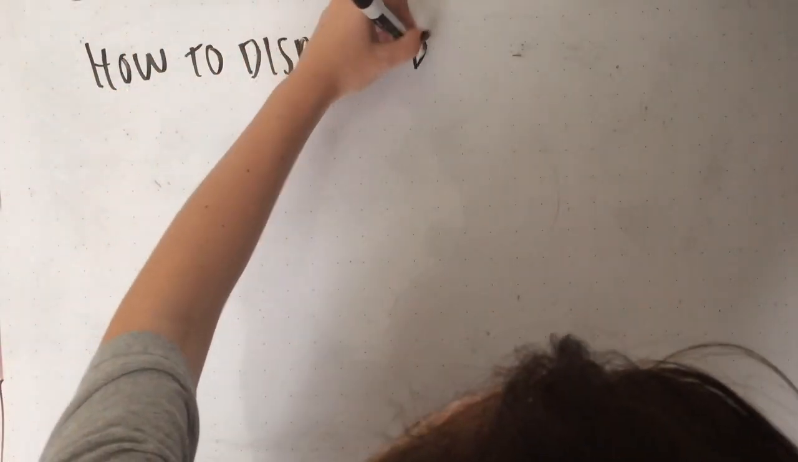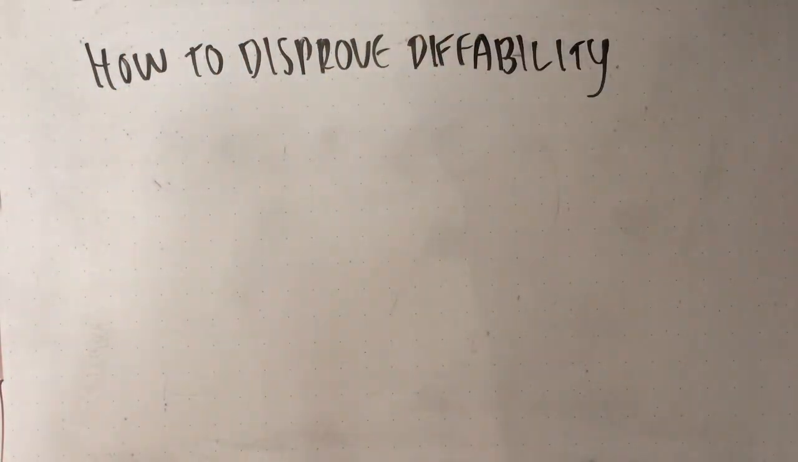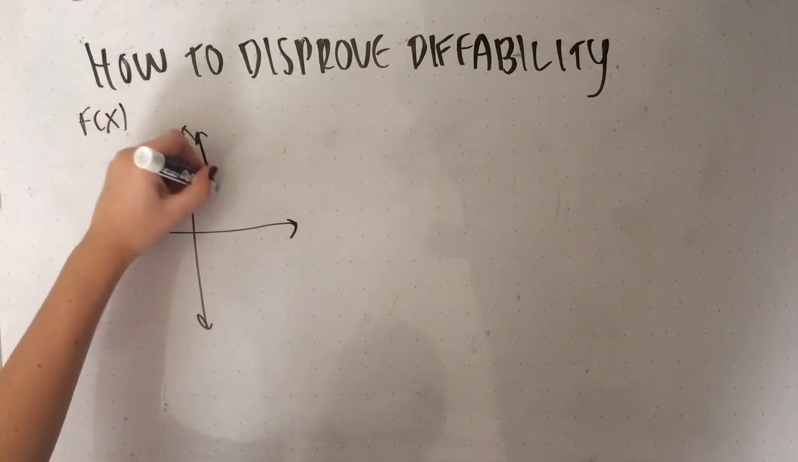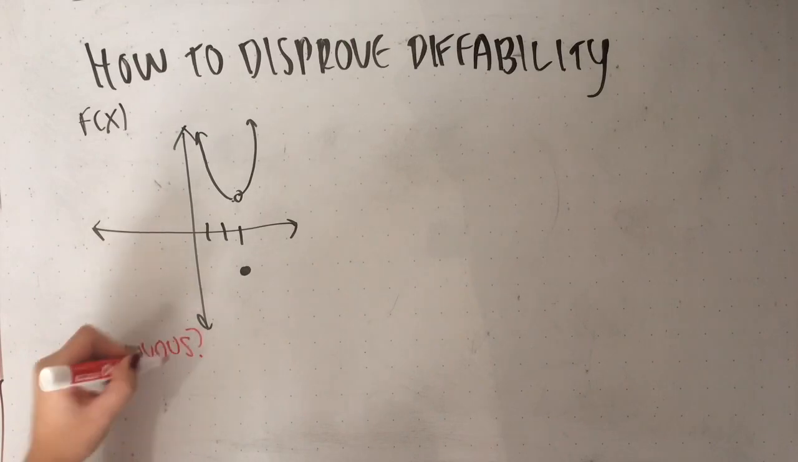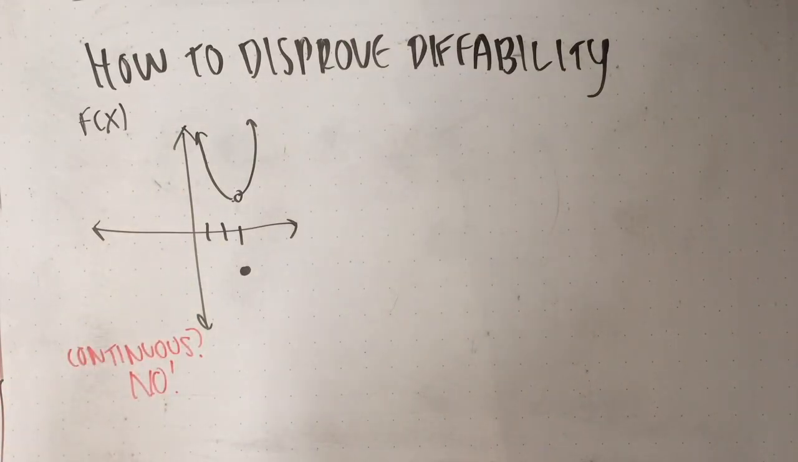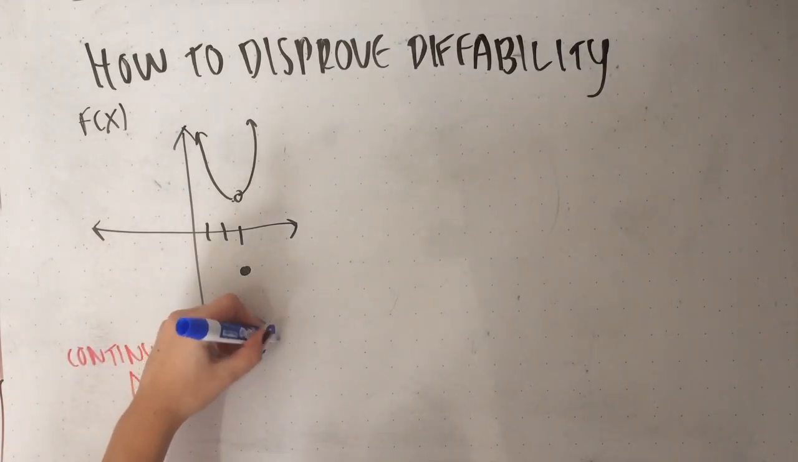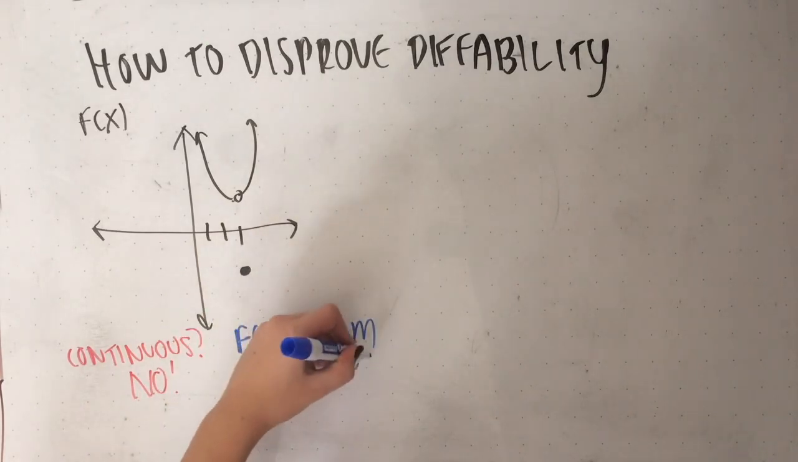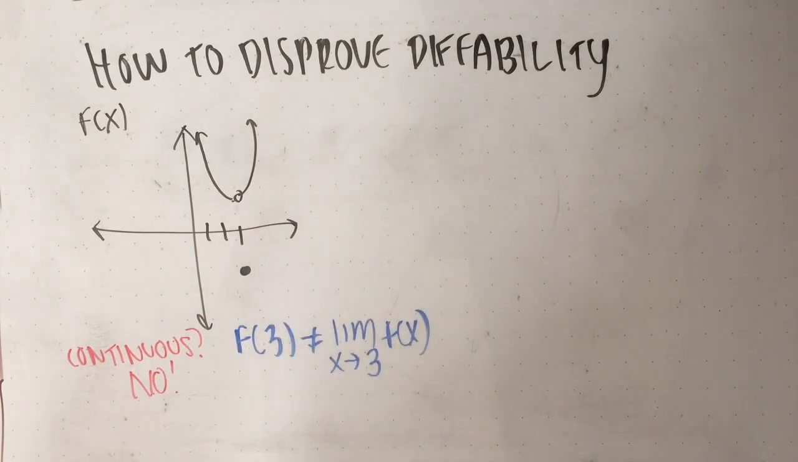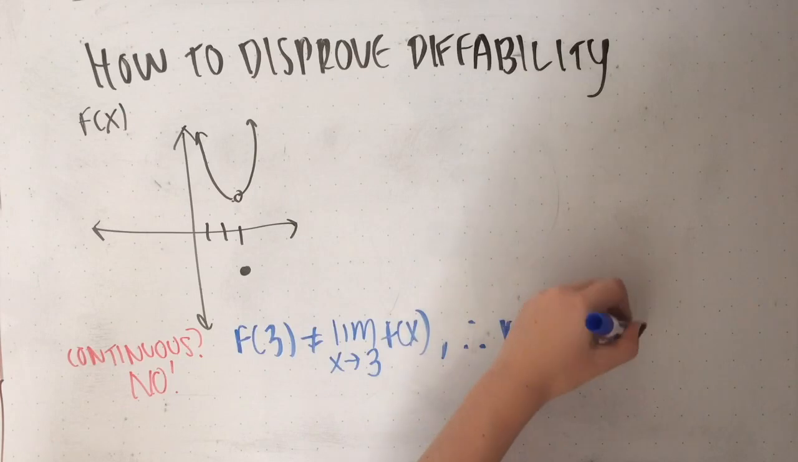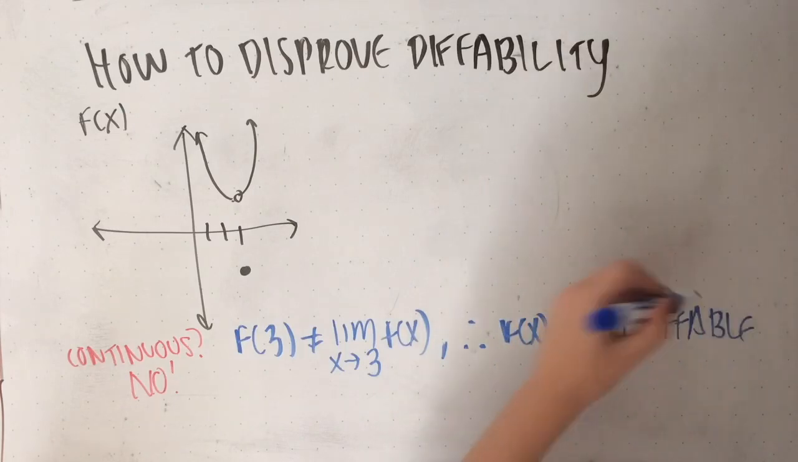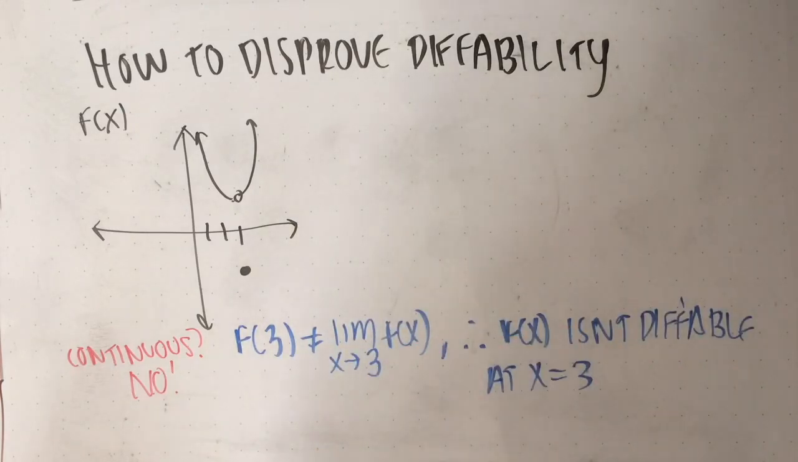So how do you actually write out and prove that something's not differentiable? Well, let's start with the simple graph. Here we have a parabola with a point of discontinuity at 3. So we can immediately tell that it's not continuous, so it's not differentiable. But how do we write that out? Well, you use the limit notation. So we see that f of 3 doesn't equal the limit as x approaches 3 of f of x, which implies that it's discontinuous. Therefore, f of x isn't differentiable at x equals 3.